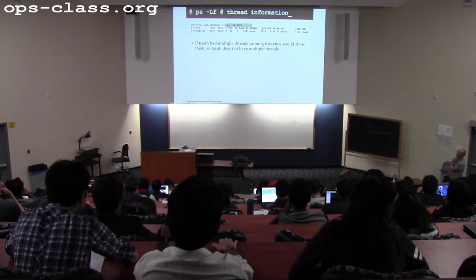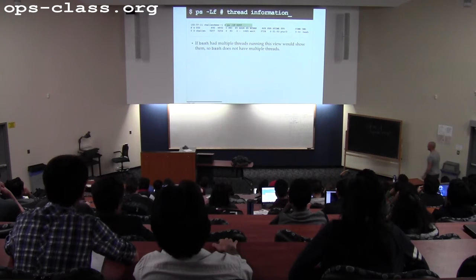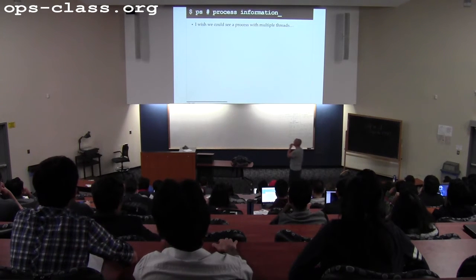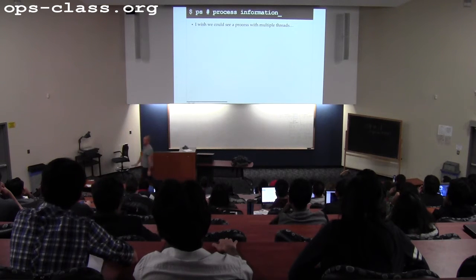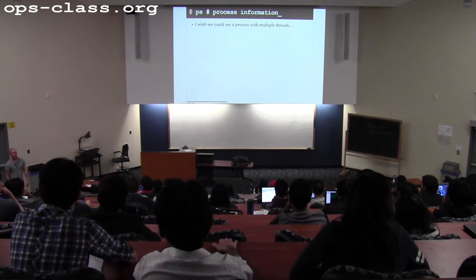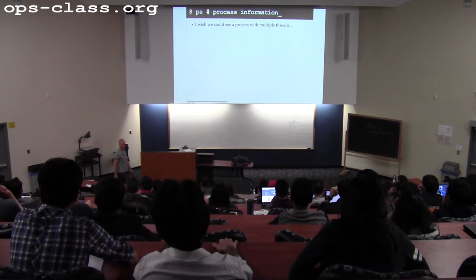OK. So if bash had multiple threads, this view would show them. It doesn't. So bash has a single thread. What's an example of a multi-threaded process? Pretty much everything, right? Bash is pretty much the only example of a single-threaded process you could think of. But give me one. Call out one. A multi-threaded process. Firefox, Chrome, browsers, what else?